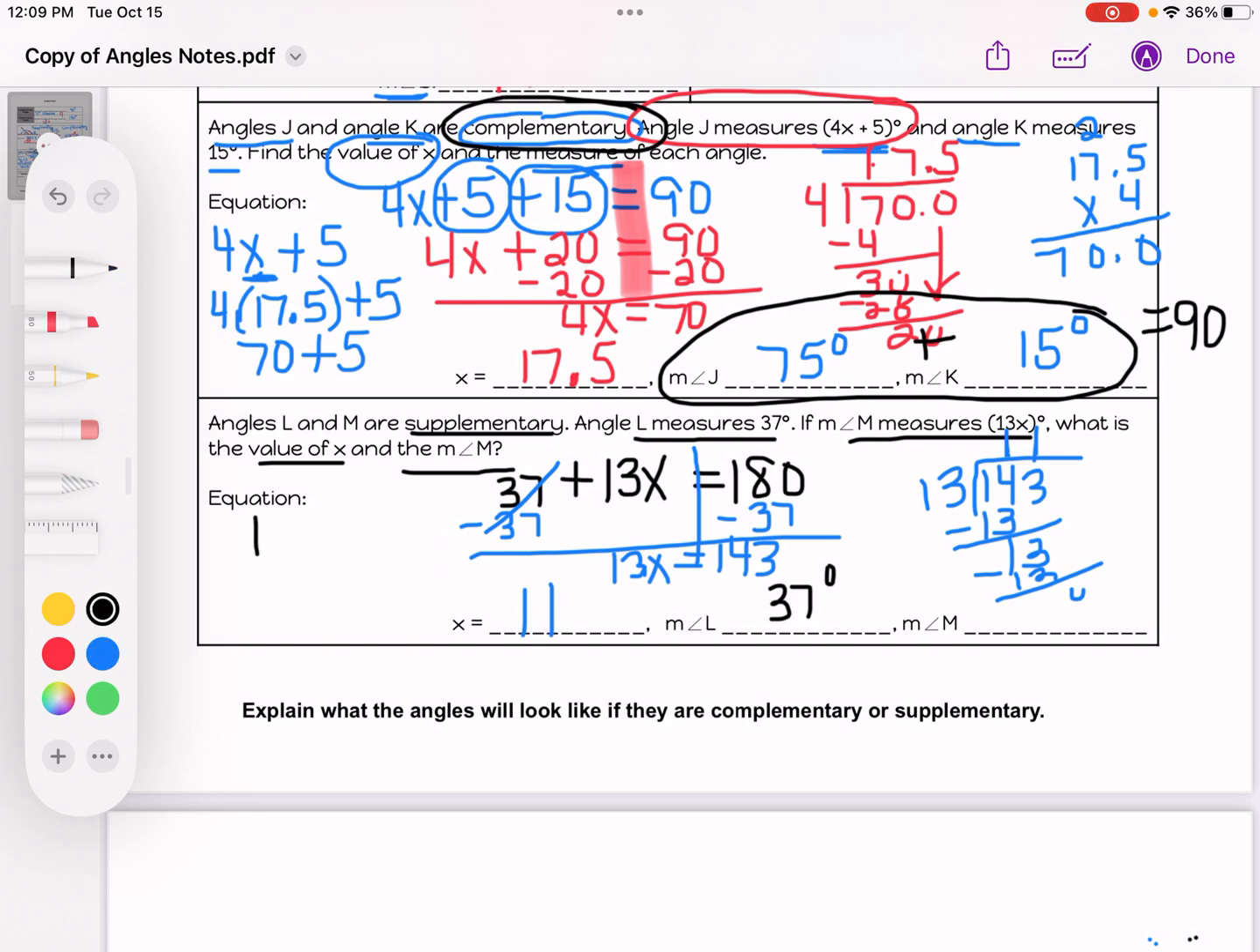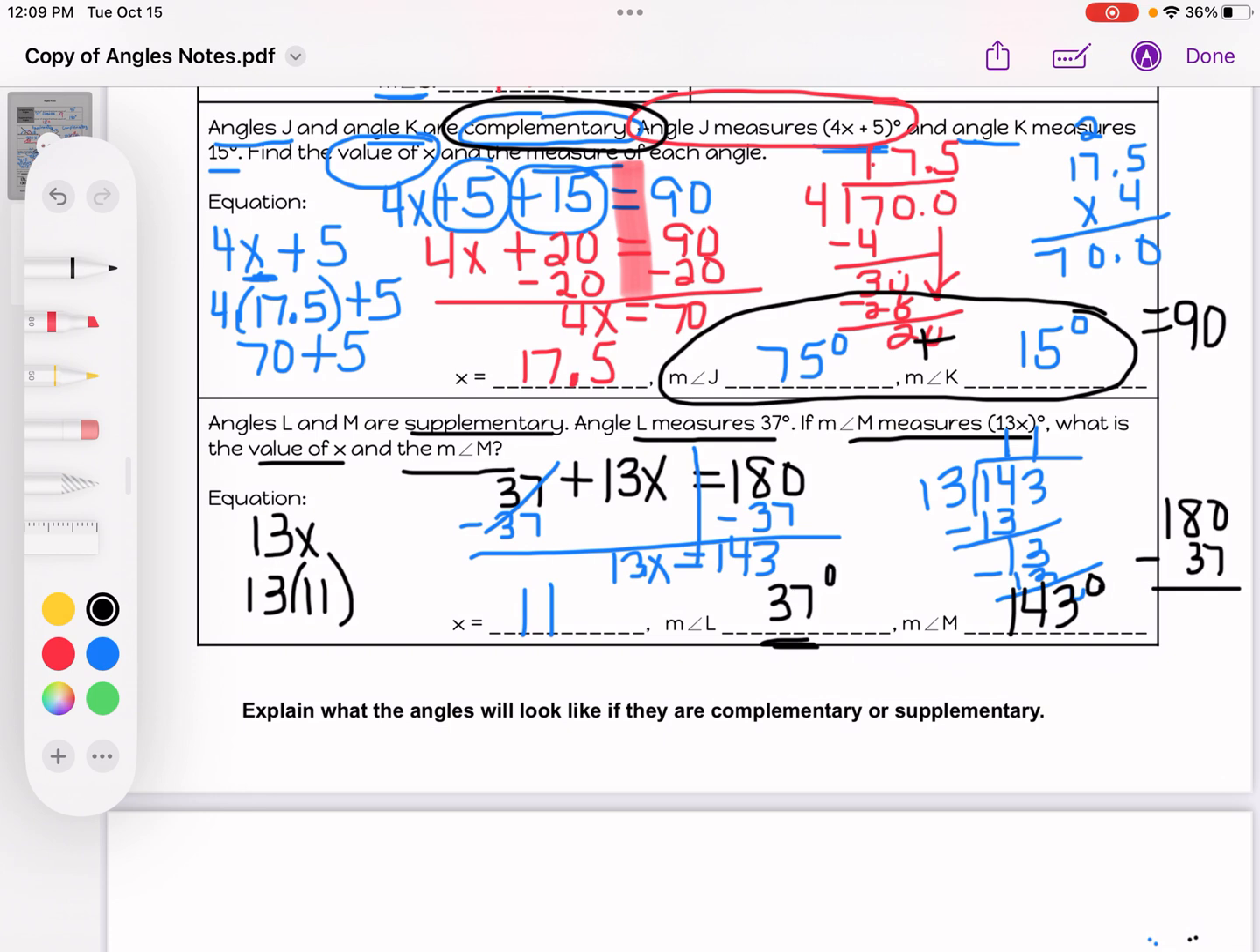The measure of angle M, okay, we could take 13x and then plug in 11 for x and do 13 times 11. We could also take 37 and do 180 minus 37. Either way, we should get 143 degrees.